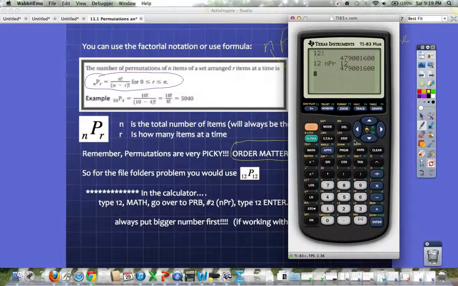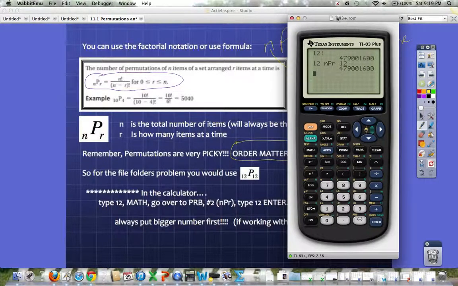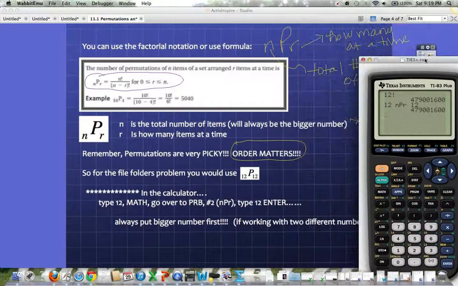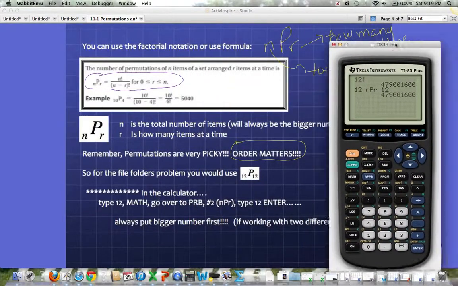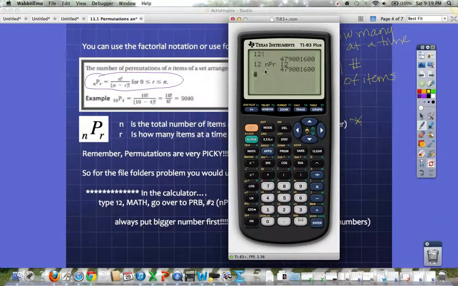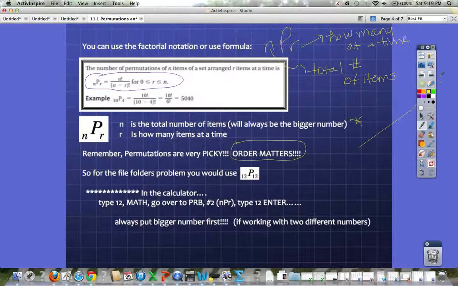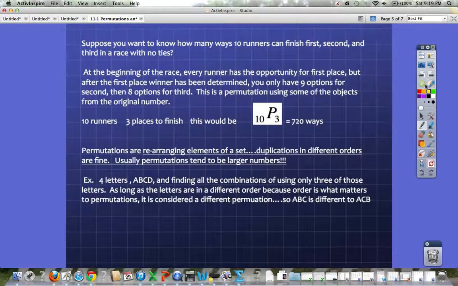Very, very easy. It's going to be nice because we're going to be using this with word problems, and you'll be able to just type it in. There you go. Just remember, when you type this in, always put the bigger number first. That's if you're working with two different numbers. If you're only given one, then you just put it in twice. Should work. We'll have time to practice these in class.